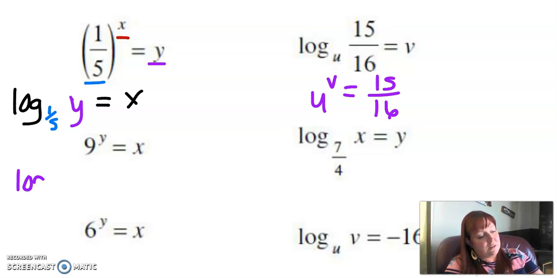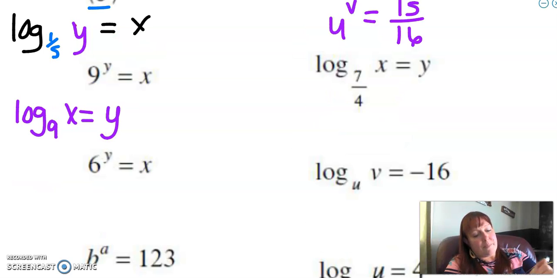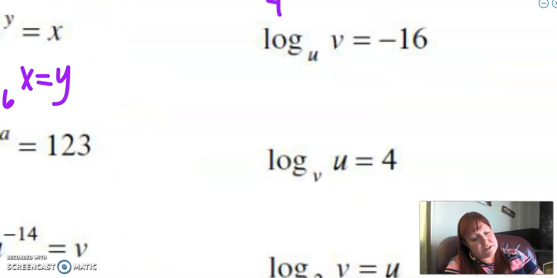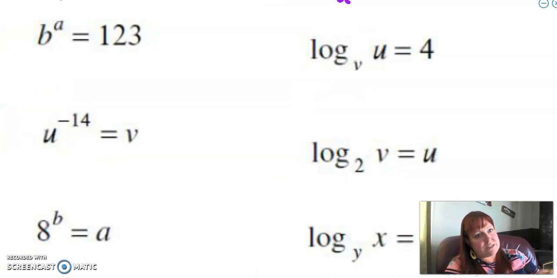This one's going to be log base 9 of x equals y, because the answer to a log is an exponent. This would be 7/4 to the y, because the answer to the log is the exponent. This would be log base 6 of x equals y, because the answer to a log is an exponent. Are you sick of me saying that yet? Good, because maybe you'll remember it. In exponential form, the base is u, and the exponent is 16.